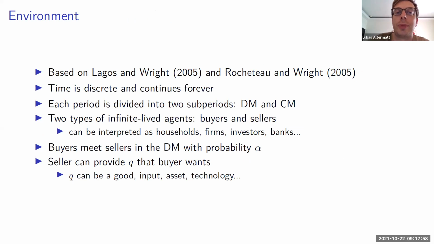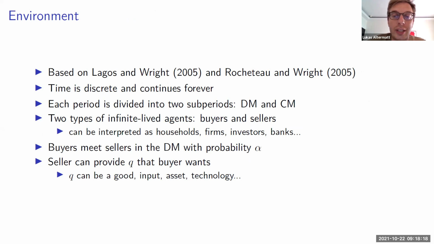The environment is based on Lagos and Wright and Rocheteau and Wright. Time is discrete and continues forever. Each period is divided into two sub-periods. So this is the standard Lagos and Wright setup. We have a DM, a decentralized market, and a CM, a centralized market. And we have two types of infinite-lived agents.